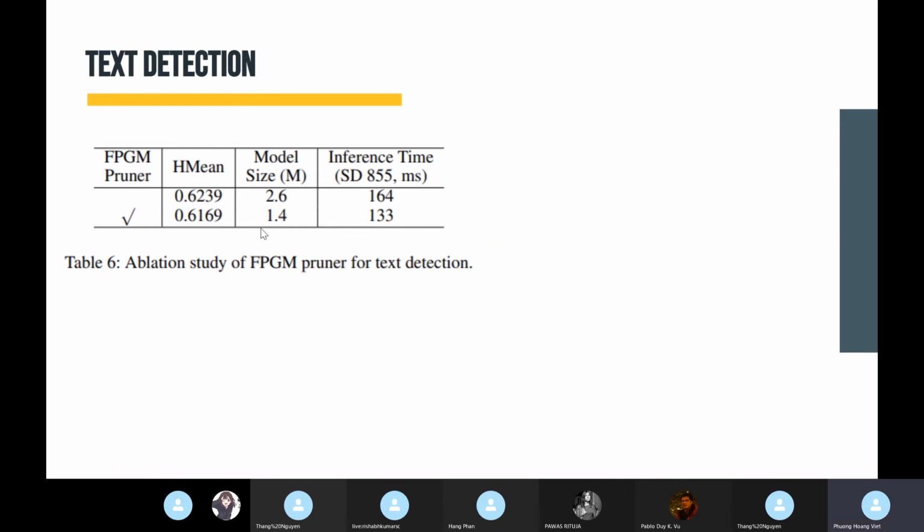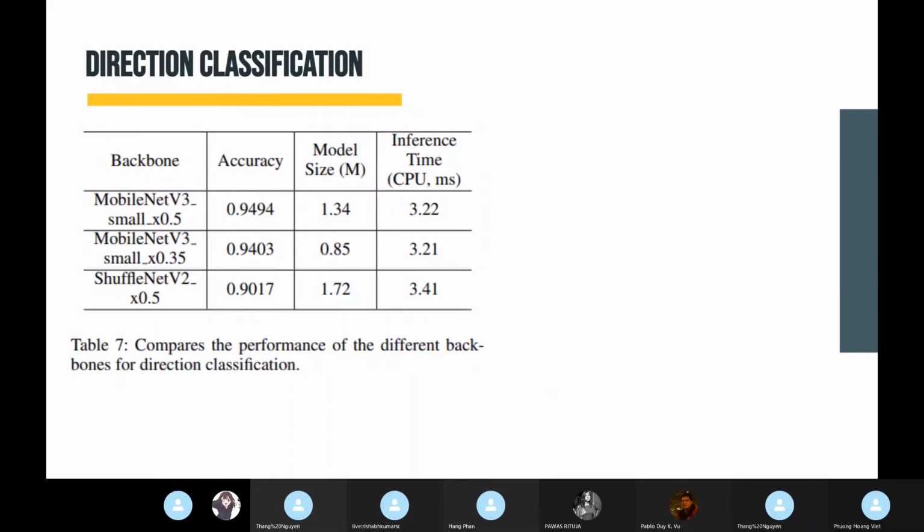This table shows the ablation study of the FPGM pruner for the text detection. As you can see, the model size is reduced from 2.6 to 1.4, a reduction of 46.2%, while the inference time is reduced by approximately 19%. About the direction classification: here you can compare three backbones, and as you can see, the accuracy of the MobileNet V3.